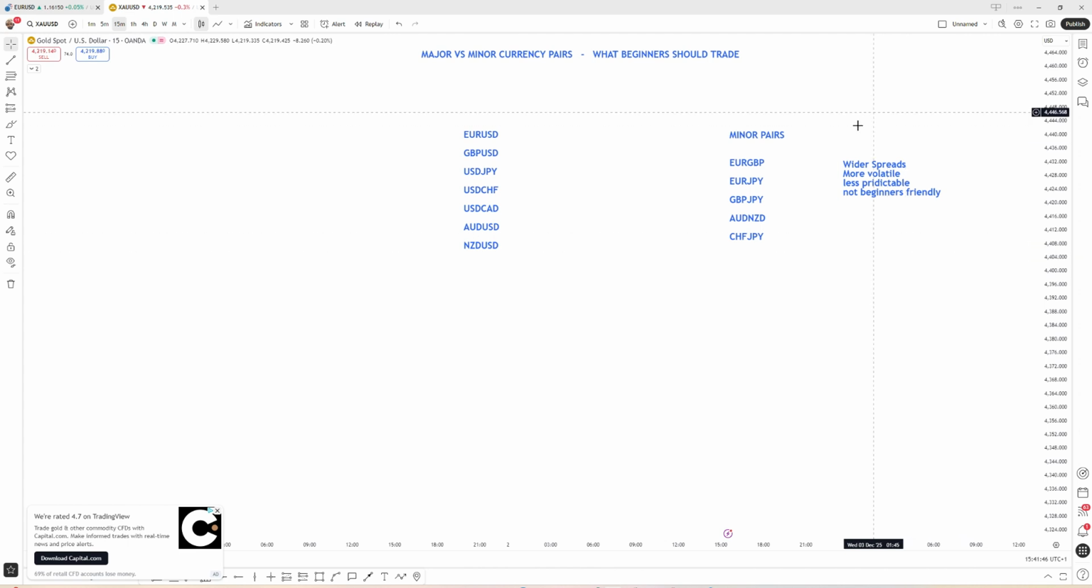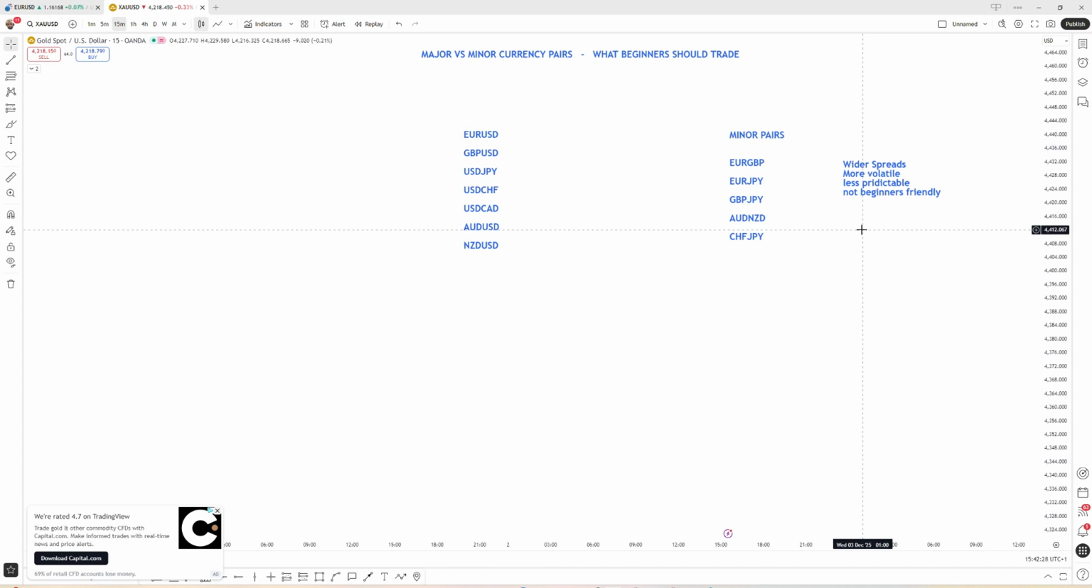These reasons why minor pairs are not advisable for a beginner to start with affect a beginner trader in this sense: when you place a trade on any of these minor pairs, the wide spread will affect your trade. Immediately after you place a trade with one of these minor pairs, you see your trade in negative, in a very big drawdown.